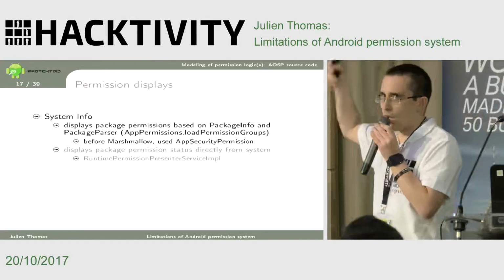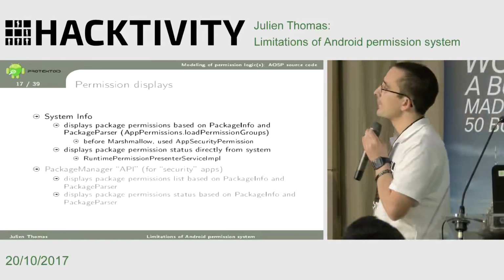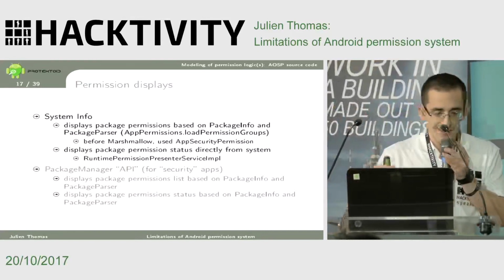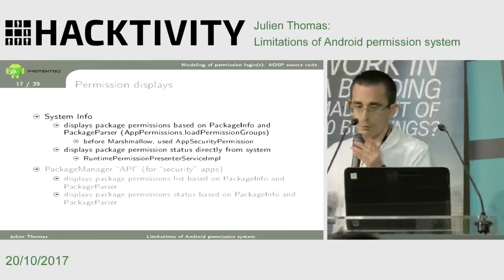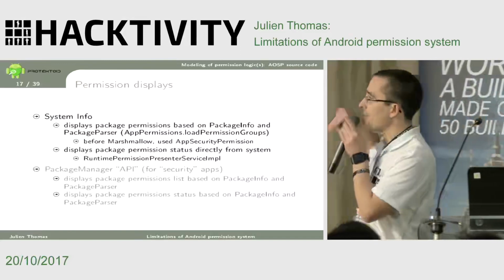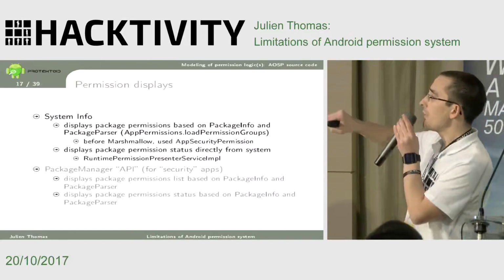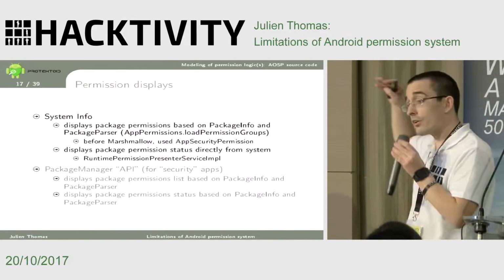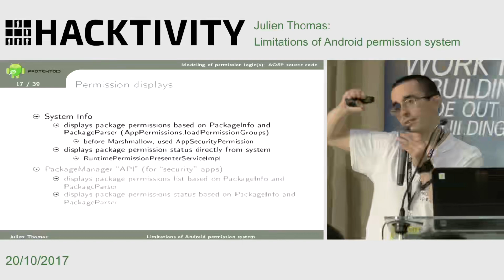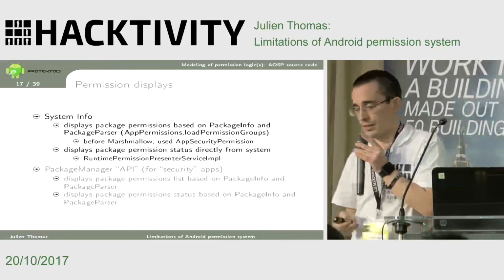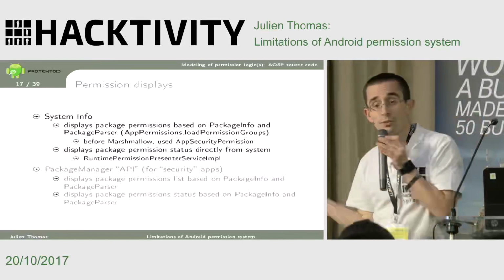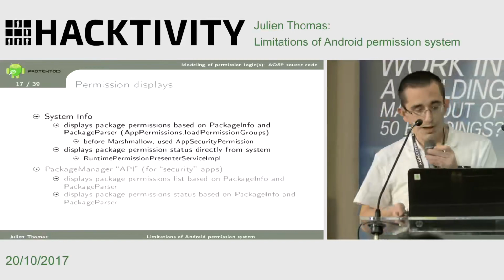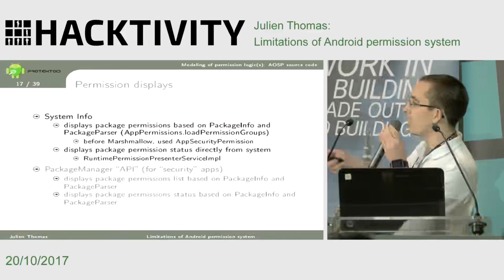The system info accesses the system allocated memory. You have another level of display which is used by any security application, which is what we can call the API of the package manager, which displays package permissions the same way as above, based on the package info. But as this is an API that runs at the application level, it doesn't have access to the system memory. So it has to use another way to access the permissions, so it's not 100% the same thing.